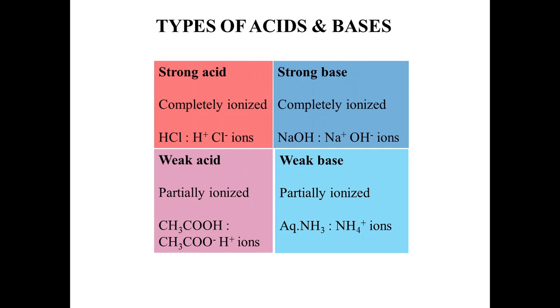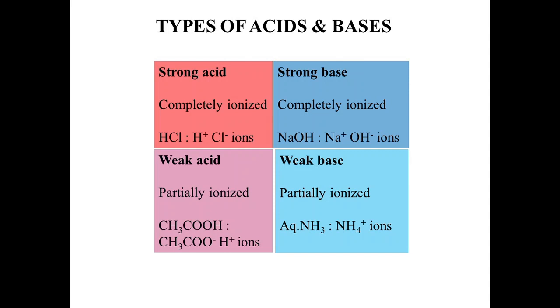So what do we mean by strong acid and weak acid? Strong acids and strong bases are completely ionized in solution. Say, for example, if I take a strong acid like hydrochloric acid, it will exist as H plus and Cl minus ions always in solution. Similarly, a strong base like sodium hydroxide will remain as Na plus and OH minus ions in solution. This means that you will not have any HCl units or NaOH units in solution.